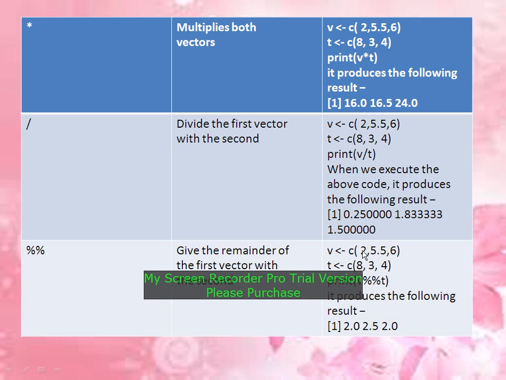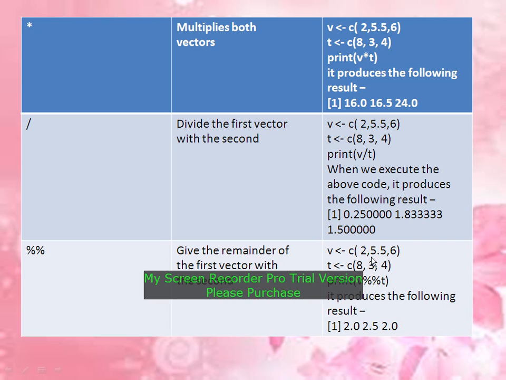So 2 by 8, 8 cannot divide 2, then the remainder is 2.0. And 5.5 by 3, 3 can divide 5.5 one time, and the remainder value is 2.5. And 6 by 4, 4 can divide 6 with a quotient of 1, and the remainder is 2. So double percentage is a modulo operator which gives the remainder of a division without converting that into a fraction. So this is the remainder.